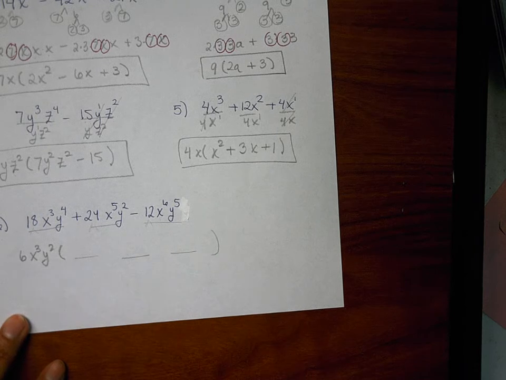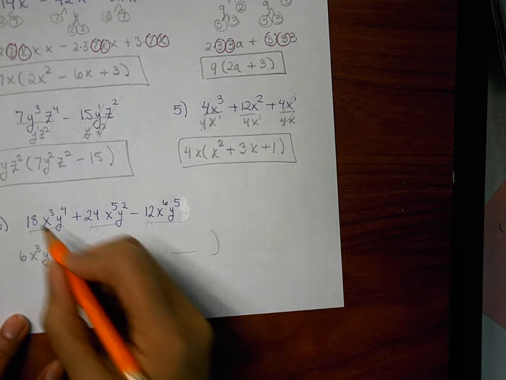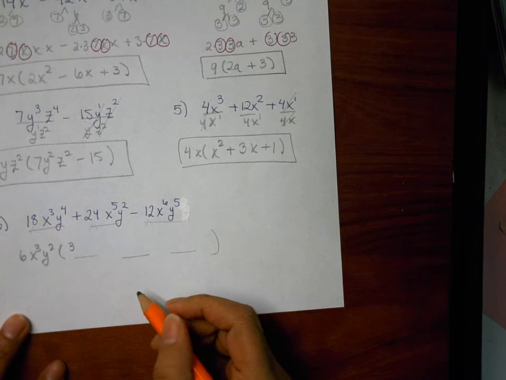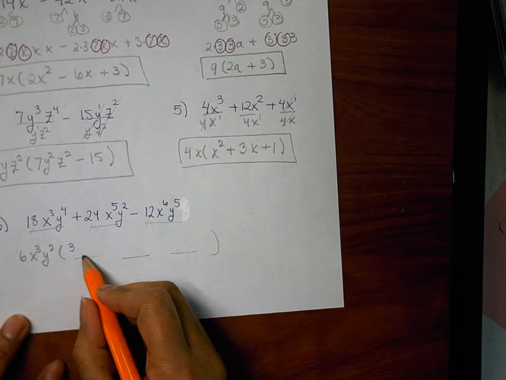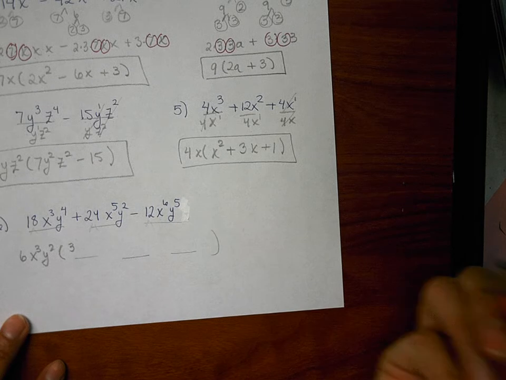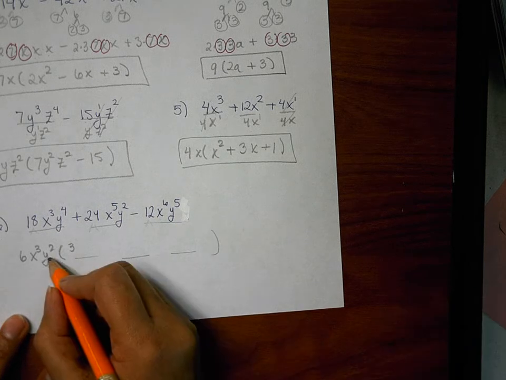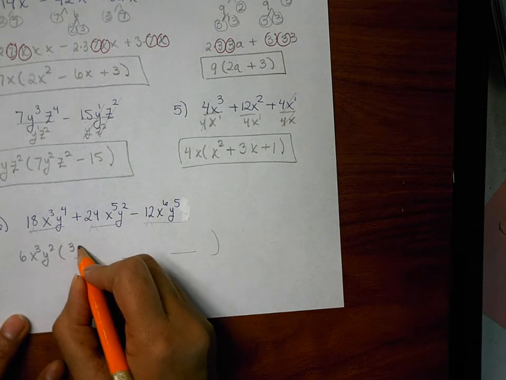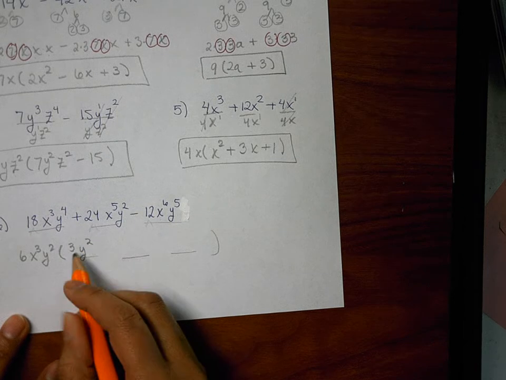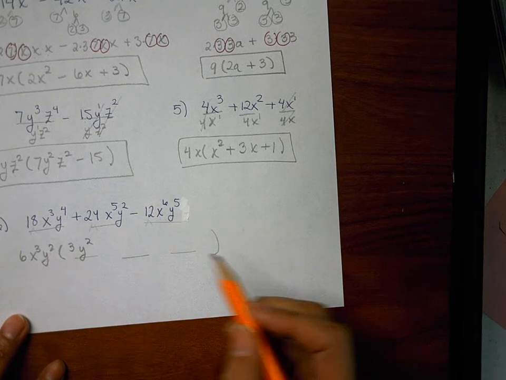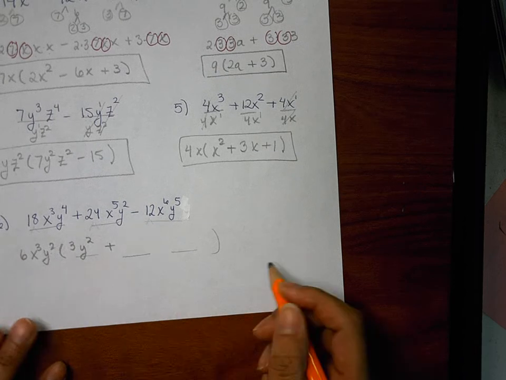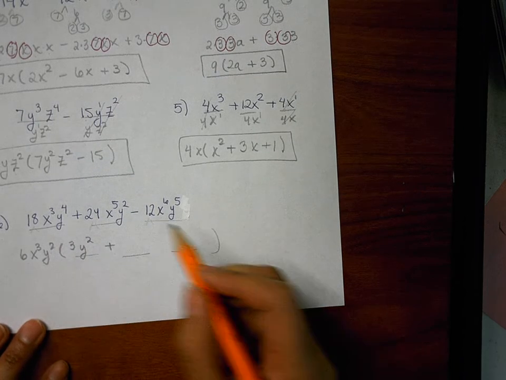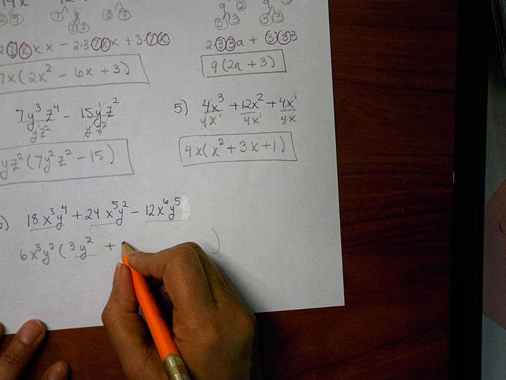There's 1, 2, 3 terms, so there's going to be 1, 2, 3 terms in here, and what times what. 6 times what is 18? 3. X to the third times what is x to the third? Nothing, because the x to the third is already there. Y squared times what is y to the fourth? Remember, you add your exponents, so y squared and y squared would give you y to the fourth.